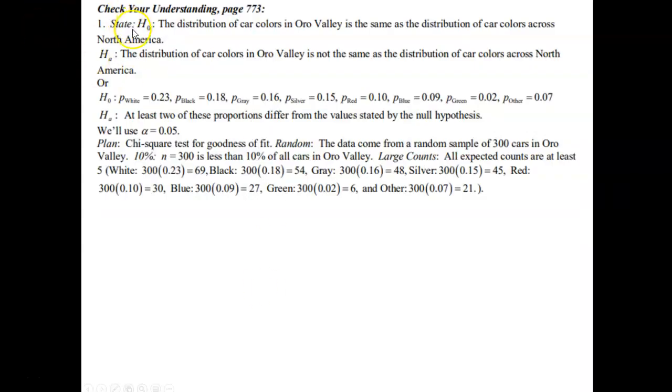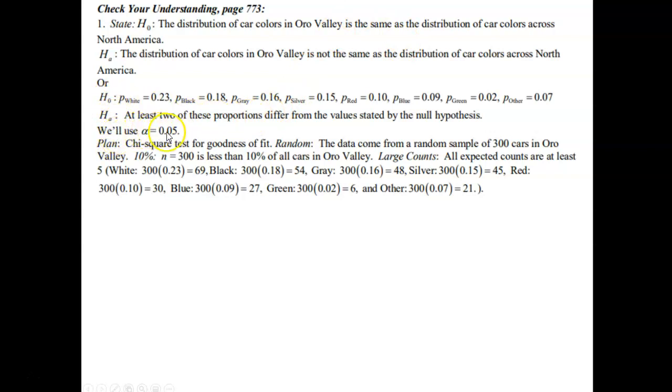For the null and alternative hypothesis, I always prefer you guys to write these in words. The null hypothesis is just that the distribution is the same as everywhere else in North America, as far as the colors of the cars. And then the alternative hypothesis is that it is not the same. So literally, you just have to add the word not. That's why I prefer the words. If you prefer subscripts and symbols, you go for it.